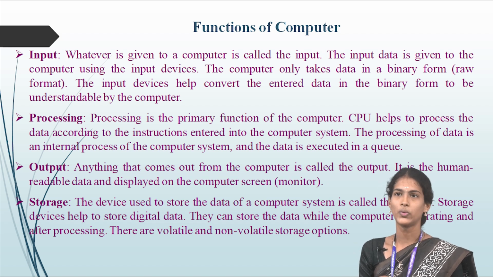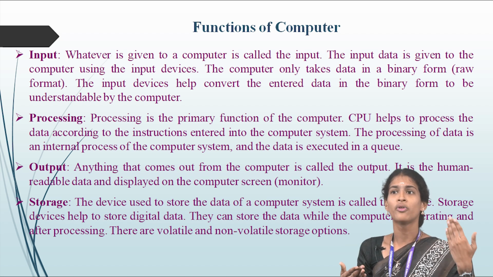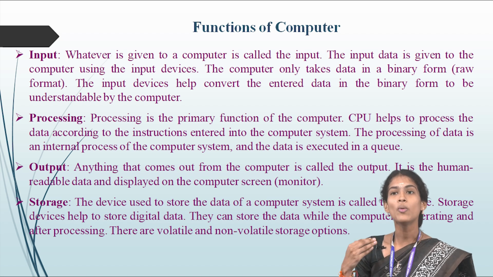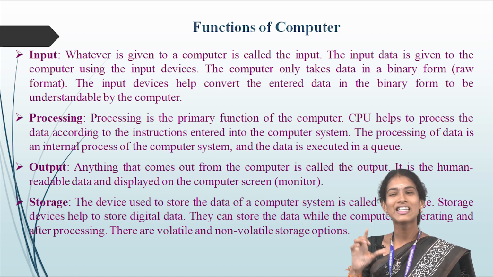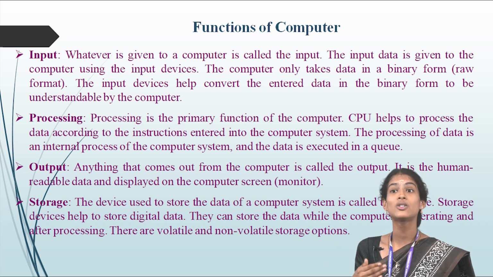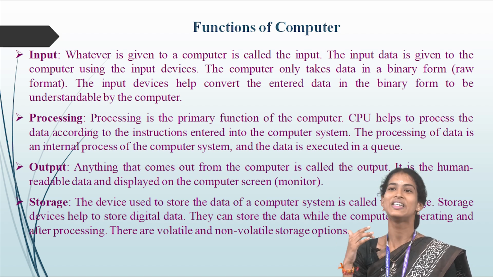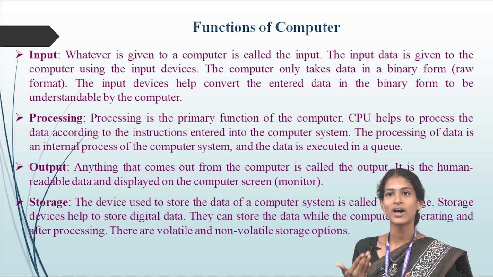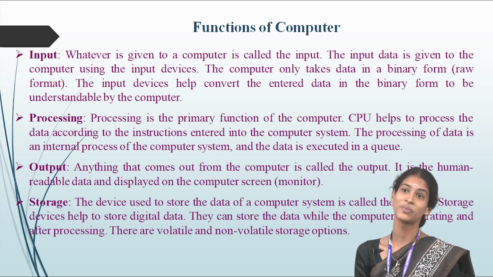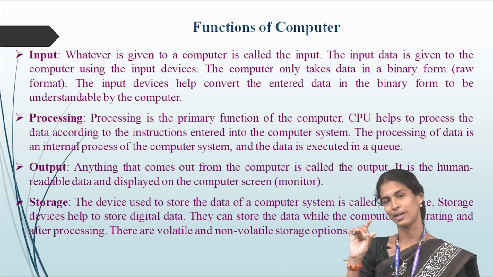The next, output. Anything that comes out from the computers is called the output. It is human readable data and displayed on the computer screen. Output can be stored in the storage devices if desired. The output devices help convert the processed data of the CPU into the human understandable form.